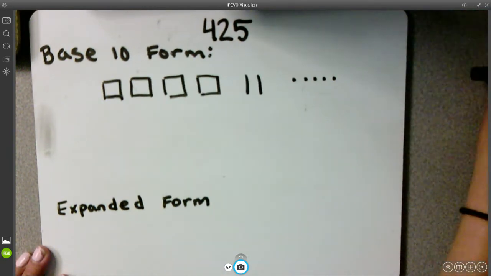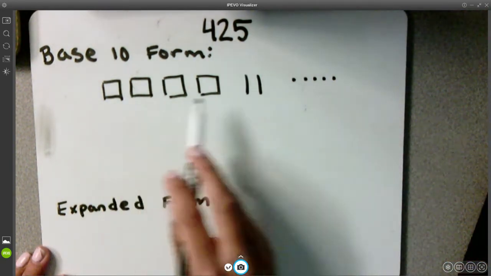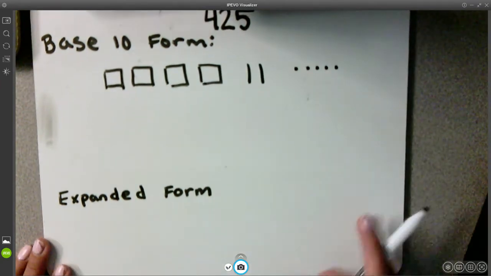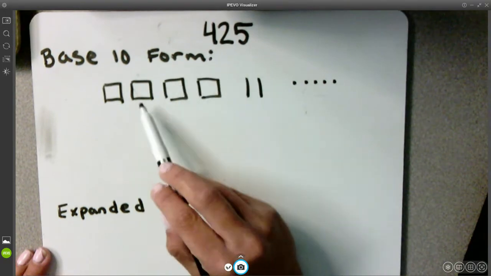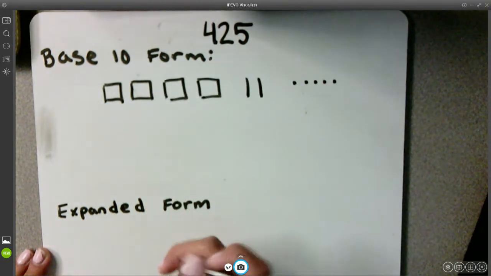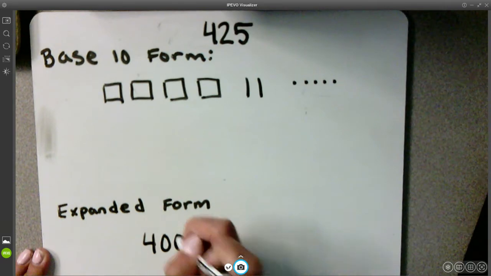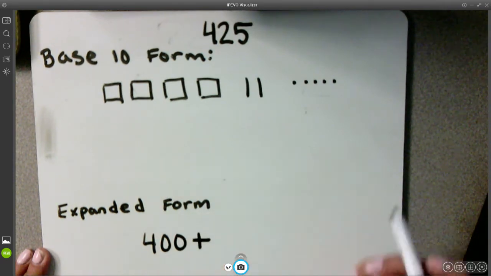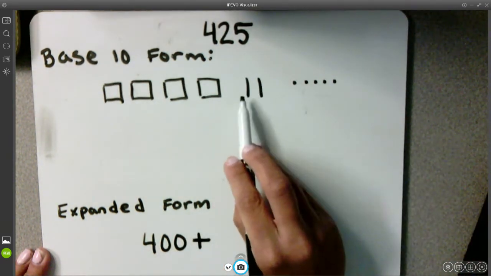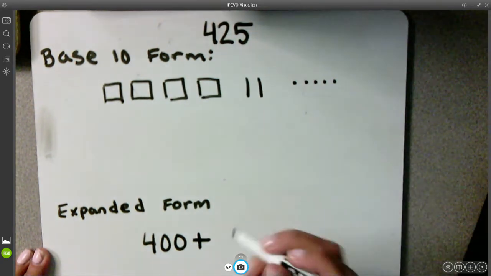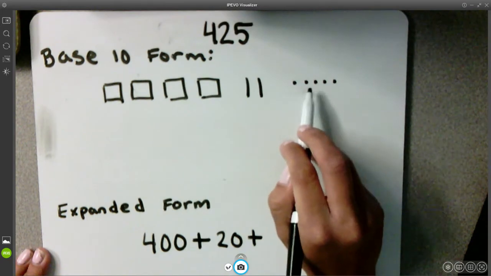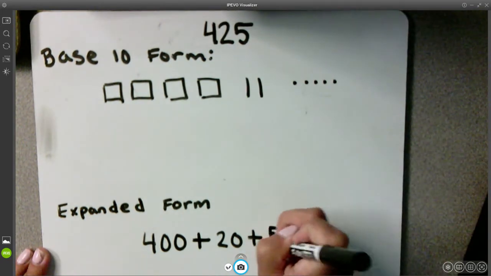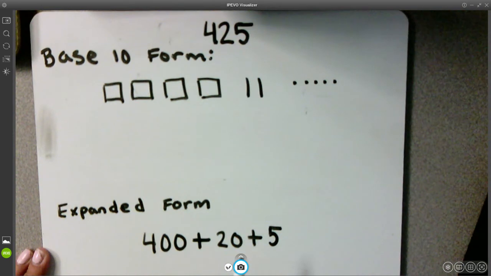Next, we're going to do our expanded form. So we're going to think of the values of each one. So if I have a 4 in the hundreds place, that's 400 here. So I'm going to write 400 plus. Here are my tens. So I have 10, 20 here. So I'm going to write 20. And then I have 5 here. So I'm going to write a 5 ones. So 400 plus 20 plus 5.